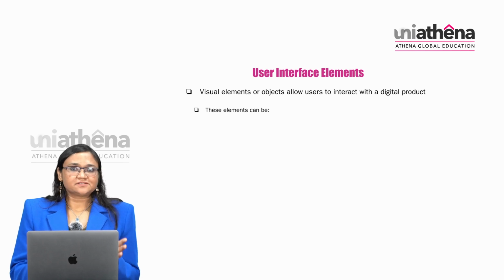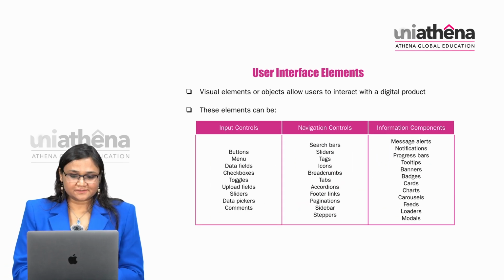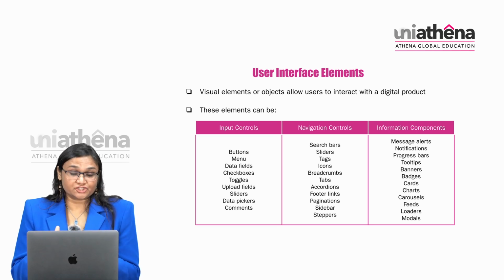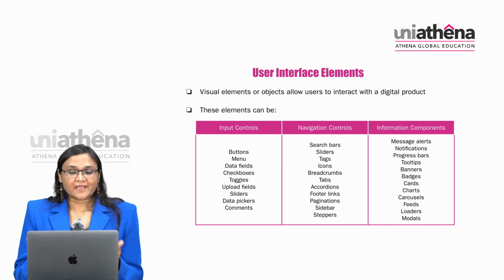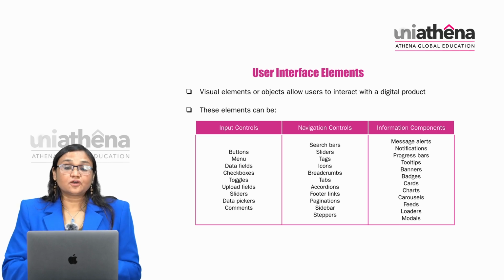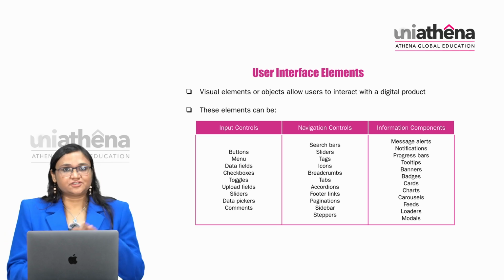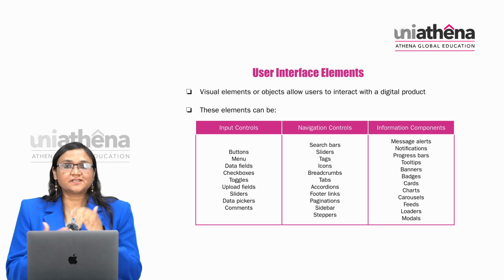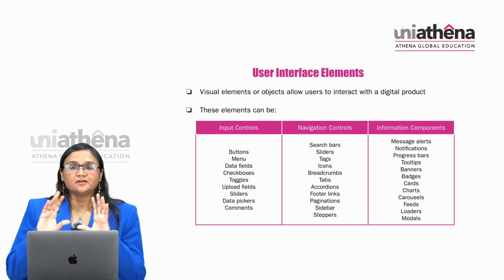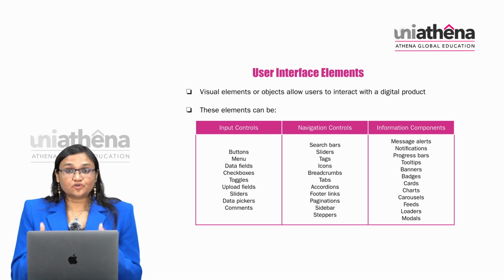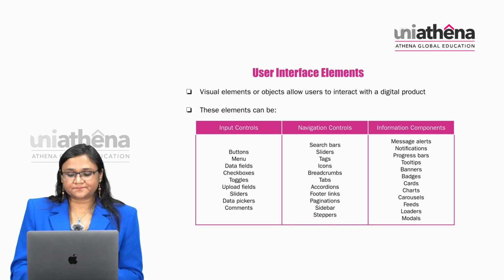User interface elements simply allow you to do certain tasks. These are examples of input, navigation, and information components. Buttons, menus, data fields, and checkboxes are input controls. Search bars, sliders, tags, icons that you click, or accordions that you open up are all navigation controls. They allow you to move from one place to another. Information components give you some kind of information, like carousels where you see pictures, charts where you see the progress, and notifications where you find out what's happening.